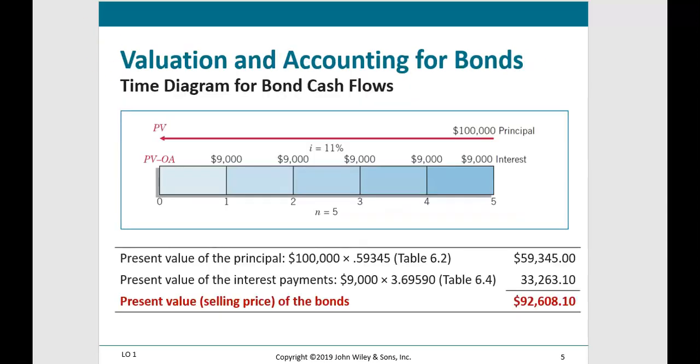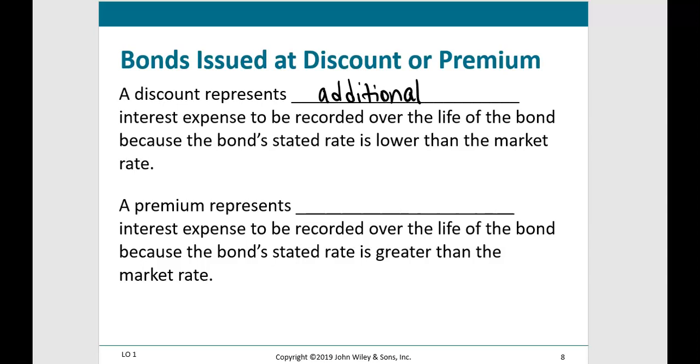Right, let's take a look back to here. We see this $7,400 difference represents the discount, and the discount is due to the fact that I'm not going to pay $100,000. I'm the investor. I'm not going to pay $100,000 today to receive $9,000 plus, of course, my return of principal in the future. If I could go and get another bond at 11%, I'm going to pay less. I only have to give up $92,608 today in order to get these $9,000 payments plus my return of the full $100,000 principal. So the reason that the bond was issued at a discount is because the stated rate is less than the market rate. So that discount represents additional interest expense.